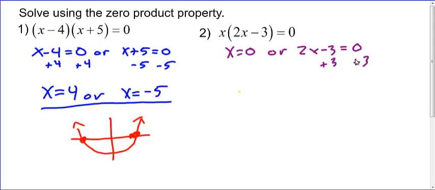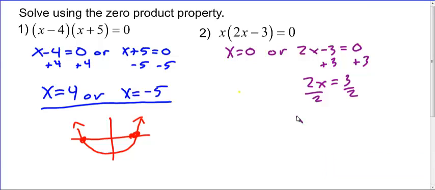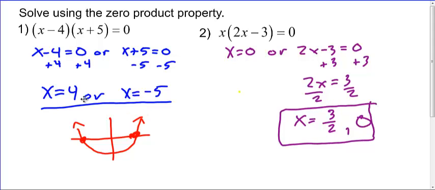So we'll add 3. So 2x would equal 3. Then we can, of course, divide by 2. And we would have x equal to 3 halves. Don't forget that we have that other answer up there of 0. Now sometimes we write it like I did on the first one, x equals 4 or x equals negative 5. You can also just separate answers with commas.